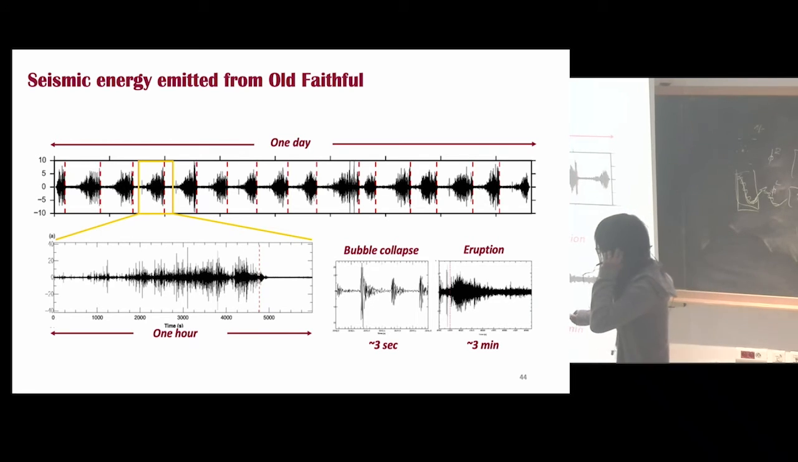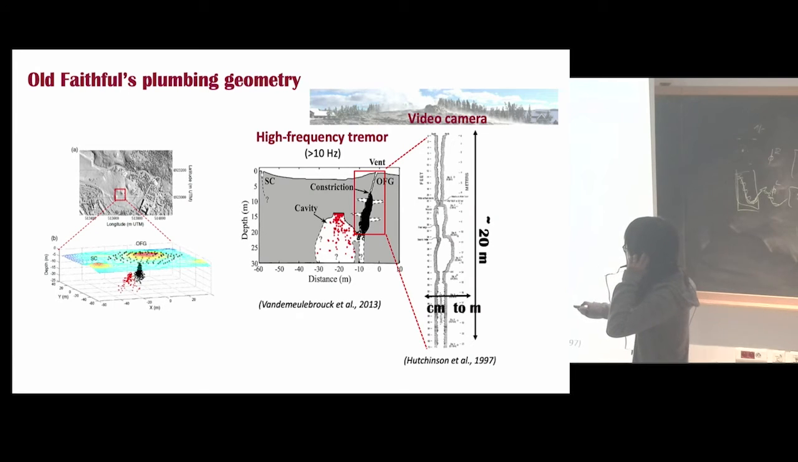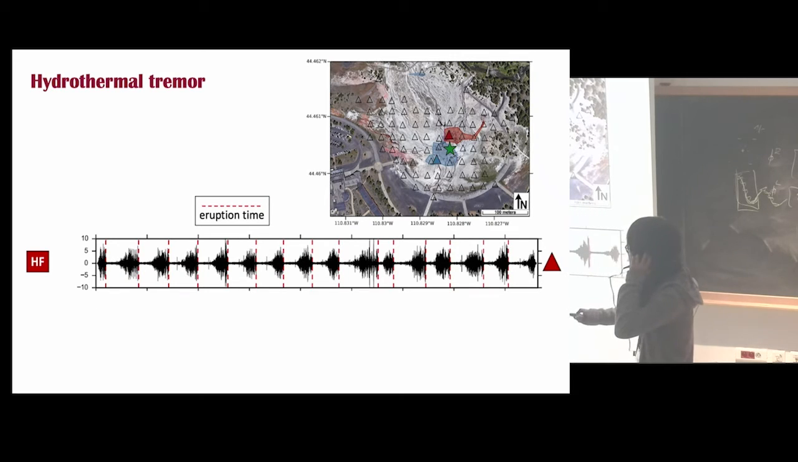This high-frequency signal has been observed and used for location to infer the plumbing structure around 10 years ago. The data was collected in the 1990s. They looked at the location of high-frequency tremor, and the tremor are located beneath the geyser vent. These are long, narrow conduits, but 20 meters to the side, there's a bubble trap feature that also sees some of the tremor locations.